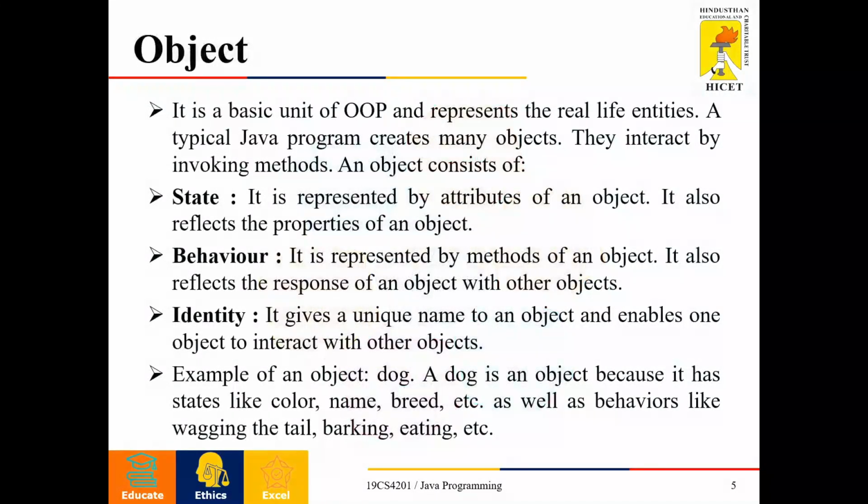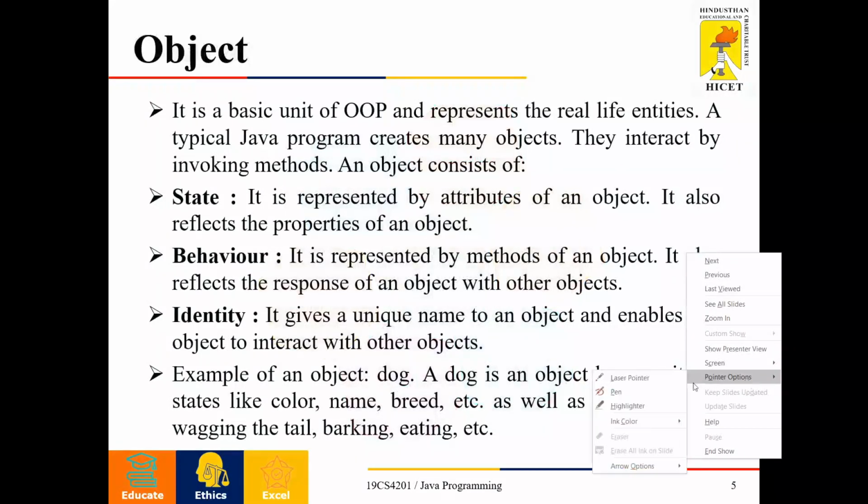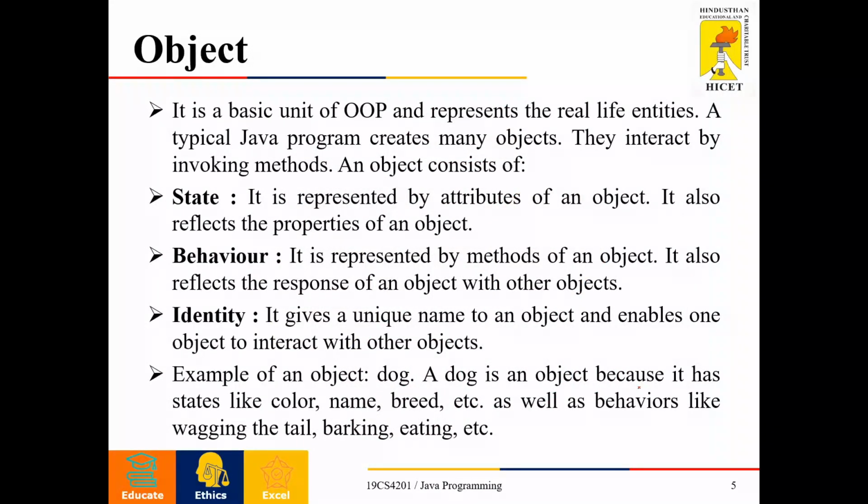Object represents the real-world entities. It is a basic unit of OOP. In Java, many objects can be created and they are used to interact with each other through methods. Object consists of three main things: one is state, behavior, and identity.